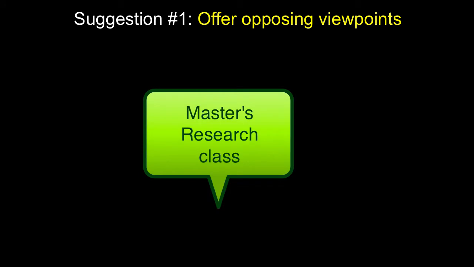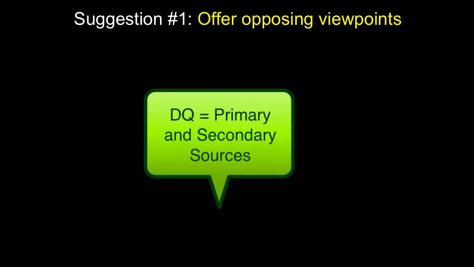First, let's look at suggestion number 1, offering opposing viewpoints. These examples both came from a research class at the master's level. This particular discussion question, or what are called DQs, discusses primary and secondary sources from the literature. The student's initial post isn't shown here. While he did address primary and secondary sources in his paper, I wanted to make sure that he completely understood why those concepts are so important.